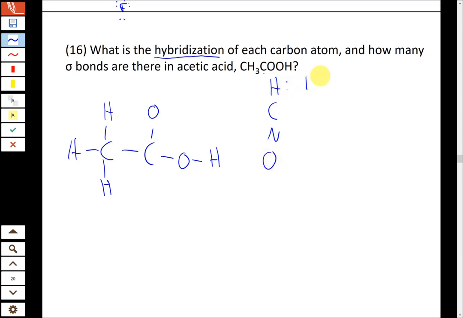Hydrogen is just going to have one bond. As I mentioned when I introduced this, putting anything besides one bond on hydrogen is just a crushing blow to my soul, so please don't do it. One bond only for hydrogen, no lone pairs, no double bonds, nothing like that.